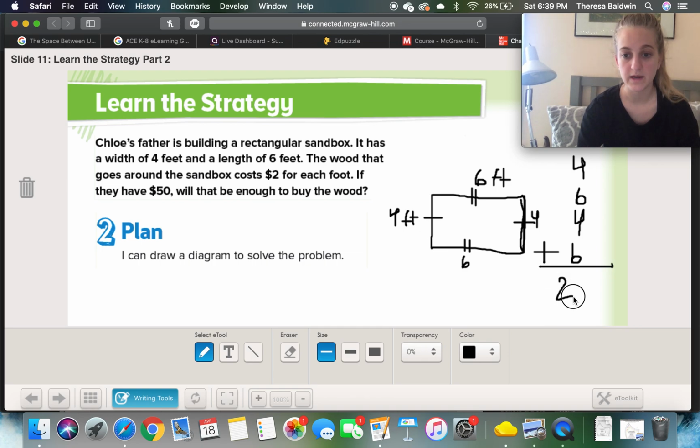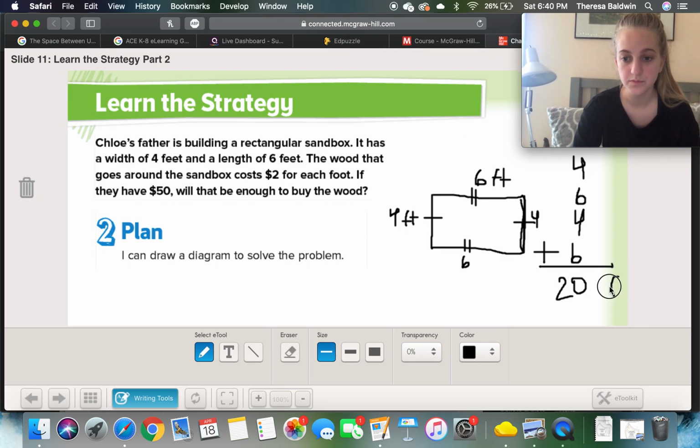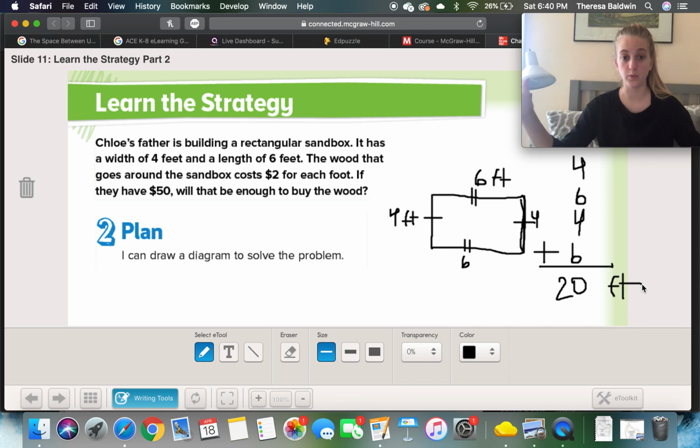The answer would be 20. 20 what? 20. You know, that's not good enough. We don't have a unit. So we need to say 20. You tell me. 20 what? 20 feet is correct. Good. Okay, so we need 20 feet of wood.